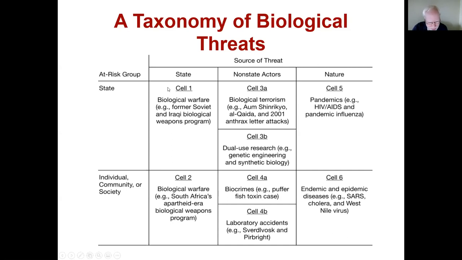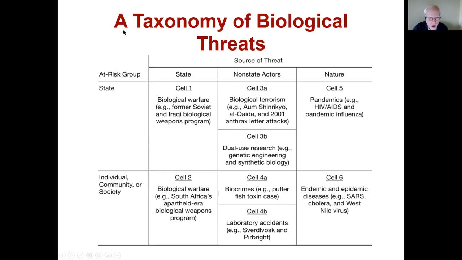Continuing with the state as the source of the threat, but this time the target being individuals. This would be biological warfare used less in an interstate war, and more against certain segments of the population. So it's a state-controlled bioweapon that could potentially be used against the population. Again, this is possible, but it's more likely that a government, if it wanted to use an agent against its people, would resort to chemical weapons, where you can control the dispersal more.